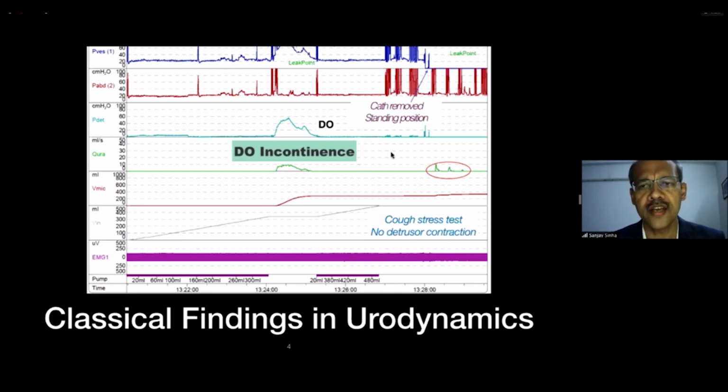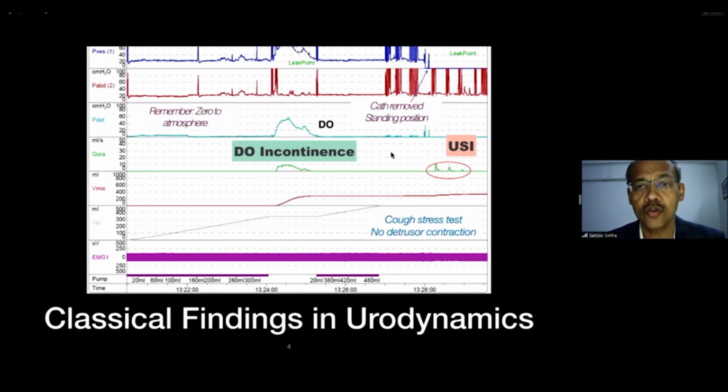And what this also tells you straight away is that to be able to unmask stress incontinence, you might need to make the woman stand. And in fact, we always examine in the standing position all these women. And you might need to remove the urethral catheter because some women do not leak with the catheter in place.